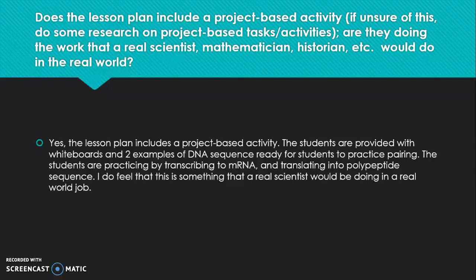The students are provided with whiteboards and 2 examples of DNA sequences ready for students to practice pairing. The students are practicing by transcribing to mRNA and translating into polypeptide sequences. I do feel that this is something that a real scientist would be doing in a real-world job.